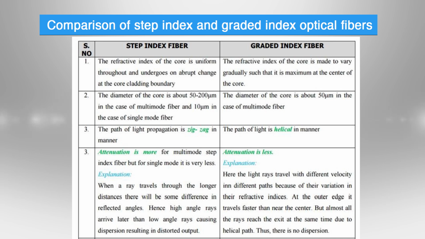First parameter is refractive index profile. In step index optical fiber, core has a uniform refractive index and there is an abrupt change to a lower refractive index in the cladding. Whereas in graded index optical fiber, the refractive index gradually decreases from the center of the core to the outer edge of the core.